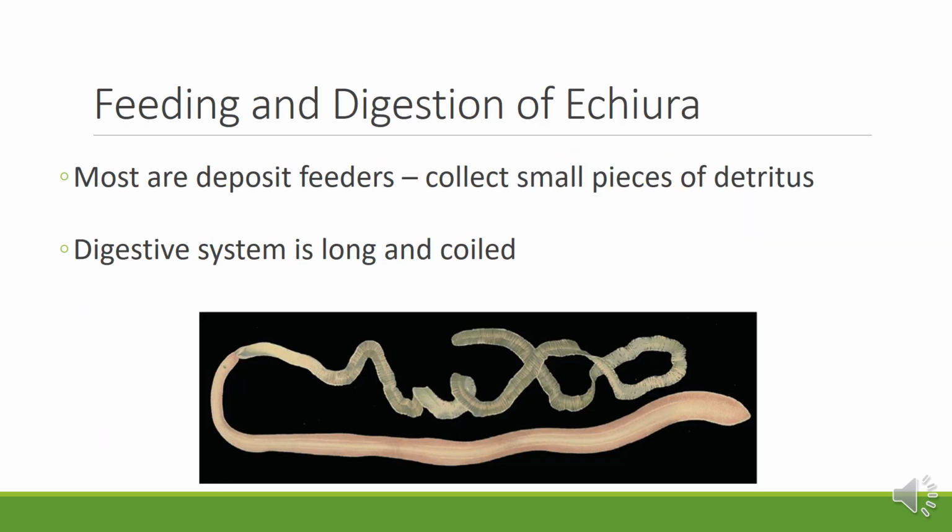Feeding and digestion of these guys. Most are deposit feeders, collecting small pieces of detritus. Their digestive system is long and coiled. This is his mouth that you're seeing at the top half of this spoonworm here. All of that is that proboscis that can extend up to 10 times its regular size. That would retract all the way back into his mouth.